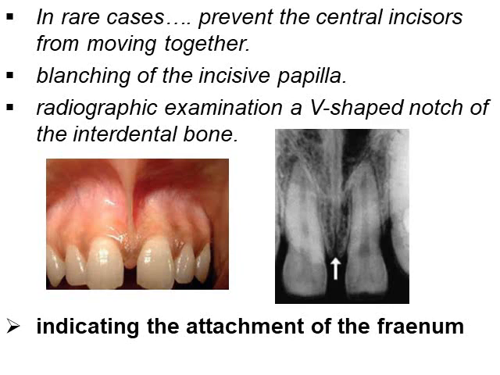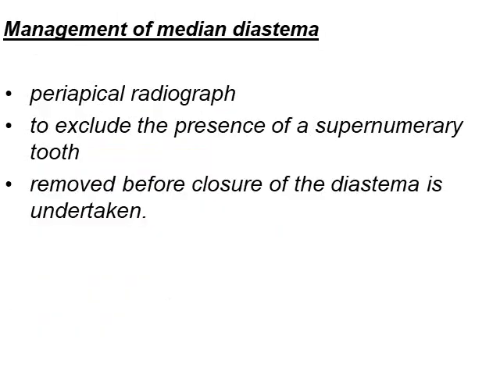And on the radiographic examination, a V-shaped notch of the interdental bone can be seen between the incisors, indicating the attachment of the frenum. Management of median diastema: it is important to take a periapical radiograph to exclude the presence of a supernumerary tooth, which if present should be removed before closure of the diastema is undertaken.